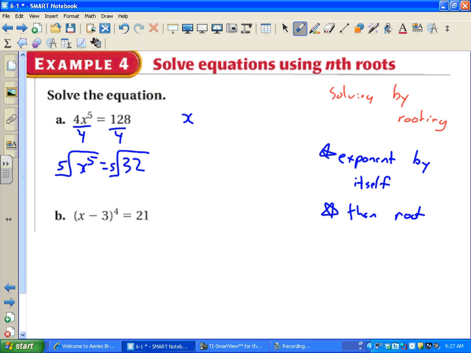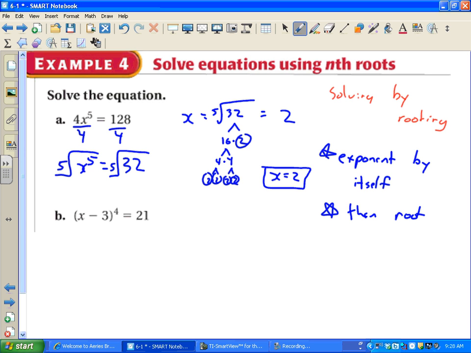So x, that's the 5th root of x to the 5th. X is going to equal the 5th root of 32. And now we need to break that down, which is 16 times 2, 4 times 4, 2 times 2, and 2 times 2. By the way, you probably have already figured out that the 5th root of 32 will be 2. 1, 2, 3, 4, and 5. So in this case, 4x to the 5th equals 128. My answer is x equals 2. And you plug that back in and make sure it works. 2 to the 5th is 32. 32 times 4 is 128. So it checks.